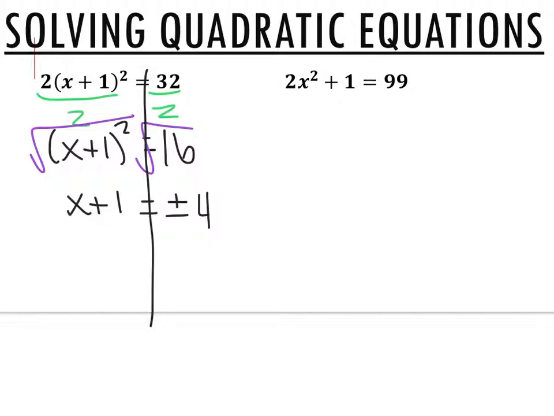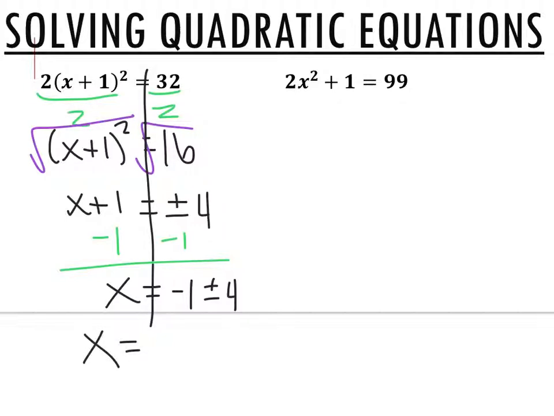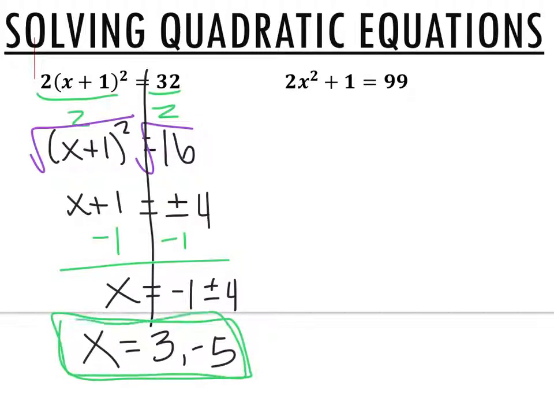I need to continue getting x by itself, so I'm going to subtract 1. And I'm left with x is equal to negative 1 plus or minus 4. So again, fancy addition subtraction problem. Negative 1 plus 4 is 3. Negative 1 minus 4 is negative 5. And those are your two answers. Remember, there's going to be two answers to all of these. Here's the last one I'm going to do with you.